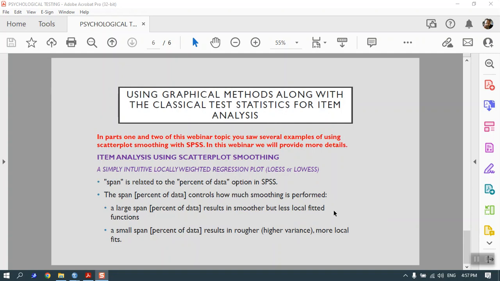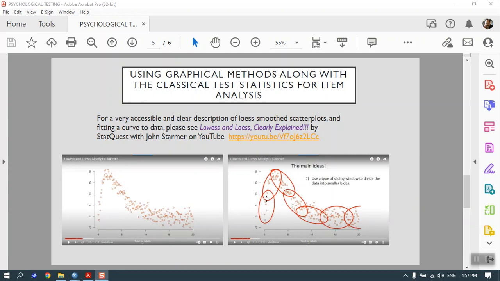Today I want to just add a bit more to what we did in parts 1 and 2, where you saw several examples, and I want to say a bit more about doing it in SPSS. And, describing this sort of smooth scatter plot approach and giving you a sense of what some writers will call the span, which is related to this percent of the data for each of these sliding windows.